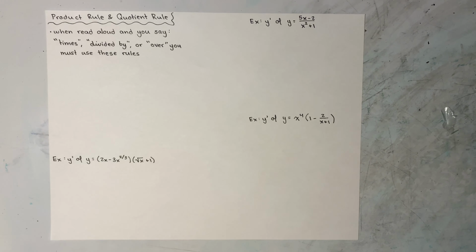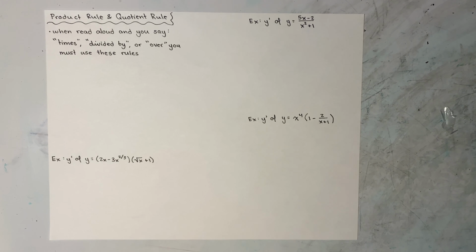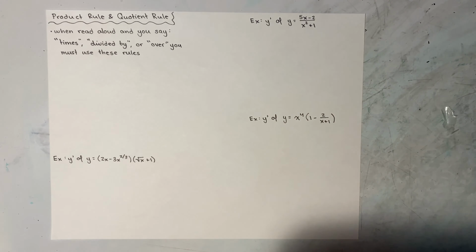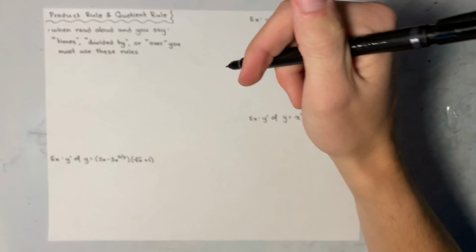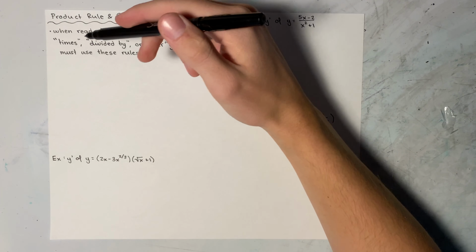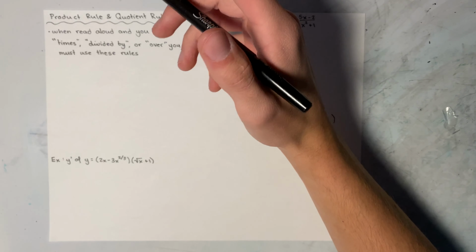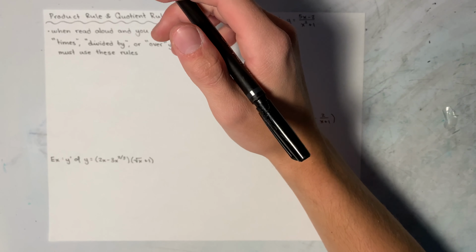All right, so today we'll be going over the product and quotient rule. Essentially, you use these rules when you're trying to find a derivative, and when you're reading the function, you use it when you say the words times, divided by, or over. And whenever you say these words, you must use this rule.